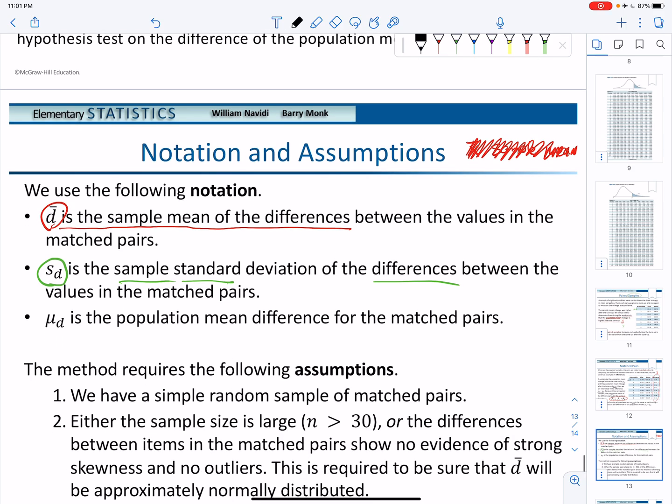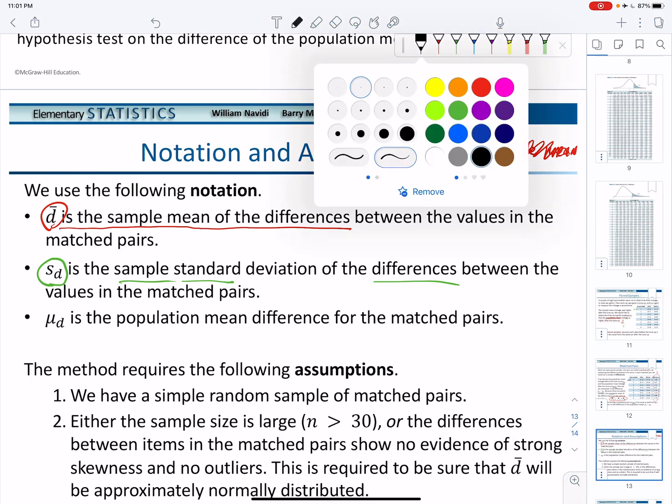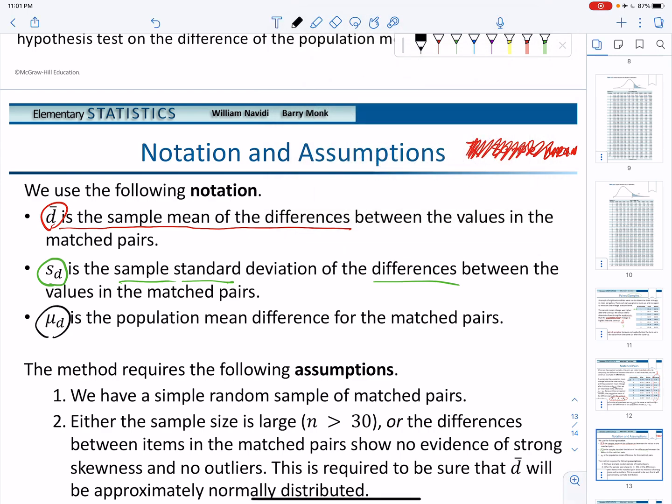What else do we have? Next variable, and we talked about this one already, is mu sub d. So this is the population mean of the differences of the matched pairs. Really what that means is when you see this, it means the difference of the population matched pairs. The population mean of that first population minus the population mean of that second population. And when you subtract them, you get the population mean of the differences, which is that variable.